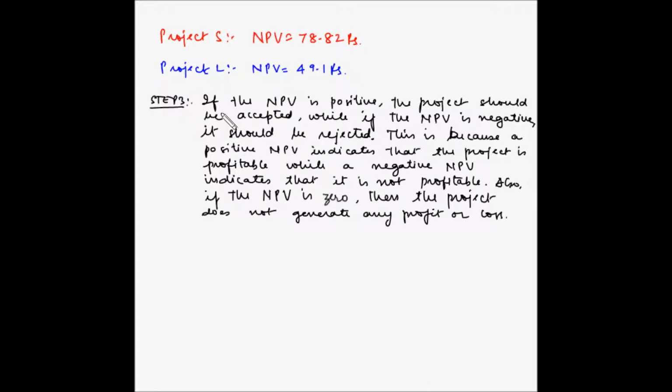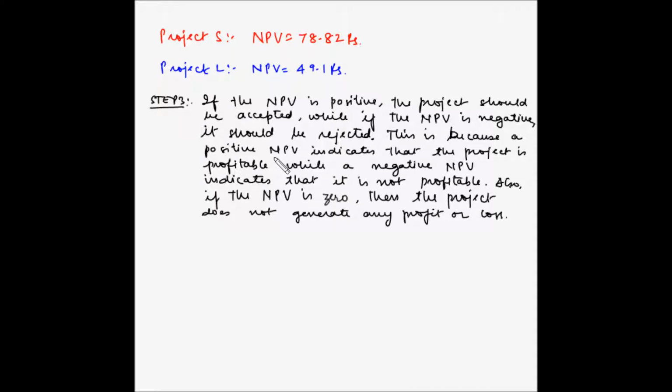Now step number 3 says that if the NPV is positive, the project should be accepted, while if the NPV is negative, it should be rejected. This is because a positive NPV indicates that the project is profitable, while a negative NPV indicates that it is not profitable. If you recall, the positive signs are given to the cash inflows, while the negative sign is given to the cash outflow.